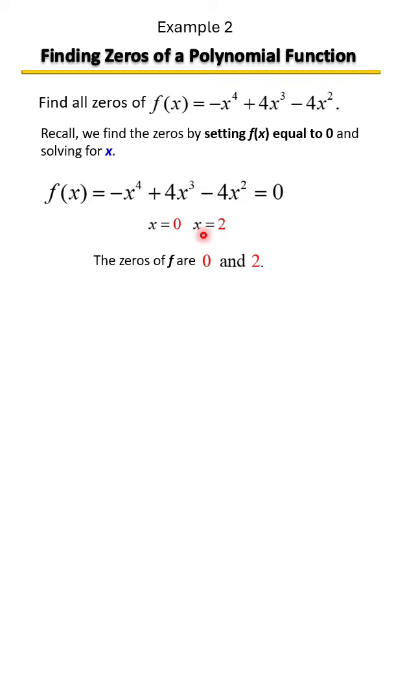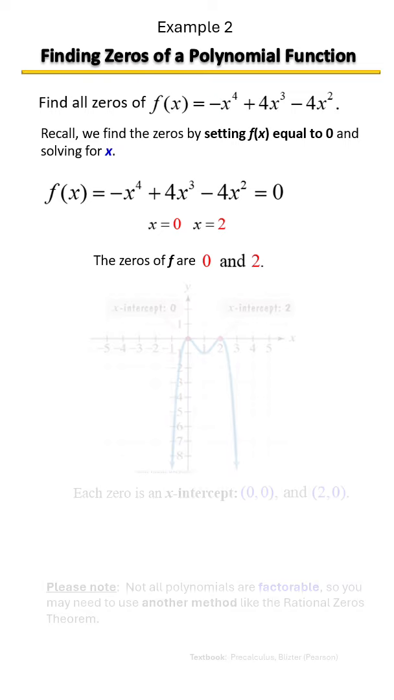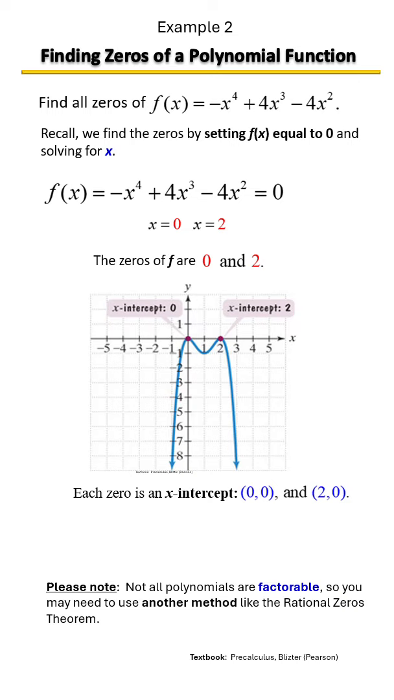Also, the x-intercept is the point where it touches the x-axis. And so once we graph it, it's going to look like so. And notice that we have 3 turning points, 1, 2, 3. And notice our x-intercepts are at 0 and at 2.